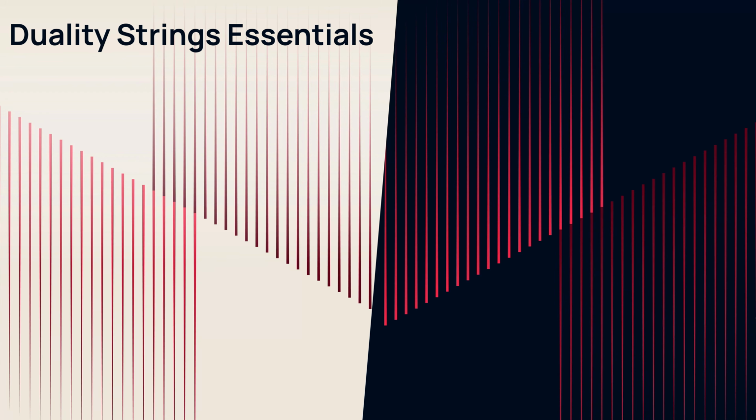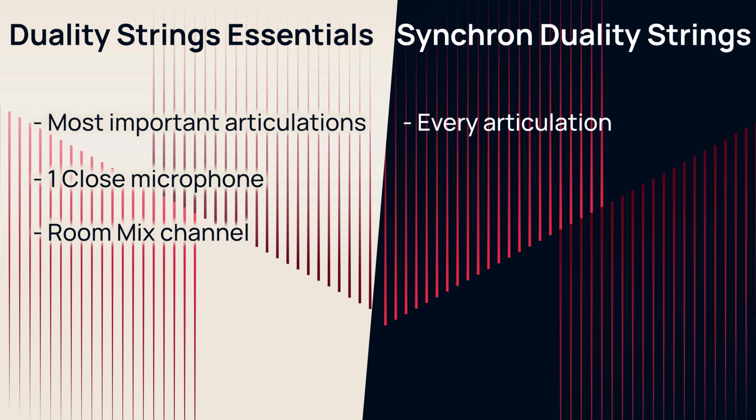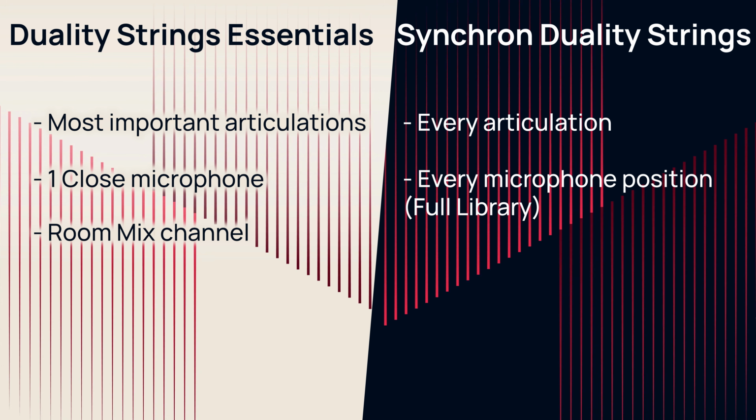I know that a lot of you will be asking yourselves this question, so I'll answer it right away. It is not the same thing as Duality Strings Essentials, about which I've made a video. Essentials only includes the most important articulations, one close mic, and the room mix. Here we have all the different types of articulations, all the microphone positions, and a new mic balance control. We'll try that out later.